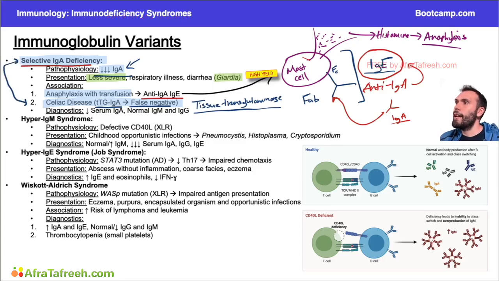Now, in terms of the diagnostics here, of course, the big point is serum IgA is going to be low. Should your other antibodies be low? No, right? This is going to help you differentiate this from some of the other B cell disorders. Remember, if I knock out B cells, I'm going to essentially knock out all of my immunoglobulins like we talked about in the last video. But here, the other immunoglobulins are just fine. We're really just talking about IgA.